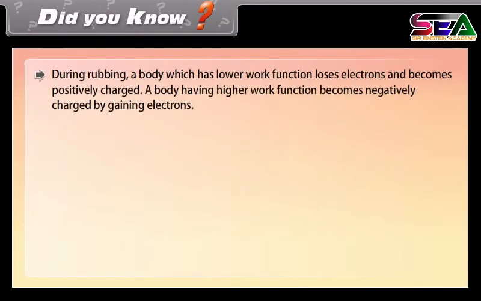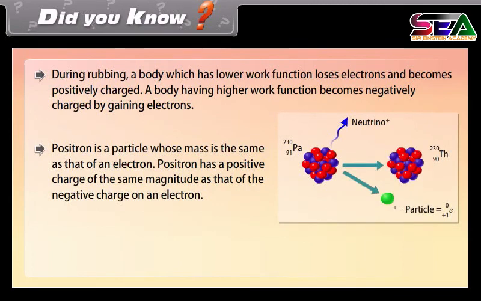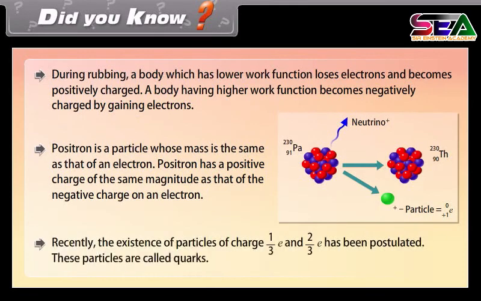Did you know? During rubbing, a body which has a lower work function loses electrons and becomes positively charged. A body having a higher work function becomes negatively charged by gaining electrons. Positron is a particle whose mass is the same as that of an electron. Positron has a positive charge of the same magnitude as that of the negative charge on an electron. Recently, the existence of particles of charge 1 upon 3 e and 2 upon 3 e has been postulated. These particles are called quarks.